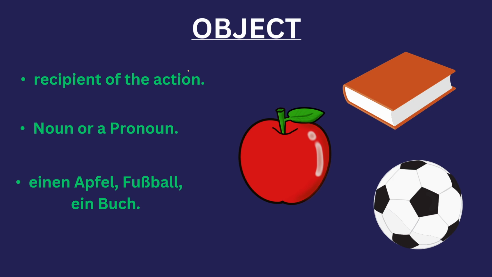And now we have the object. The object is the person or thing that receives the action of the verb. It's like the whom or what of a sentence. So basically it is the recipient of the action, and it could be a noun or a pronoun. Let's look at some examples.